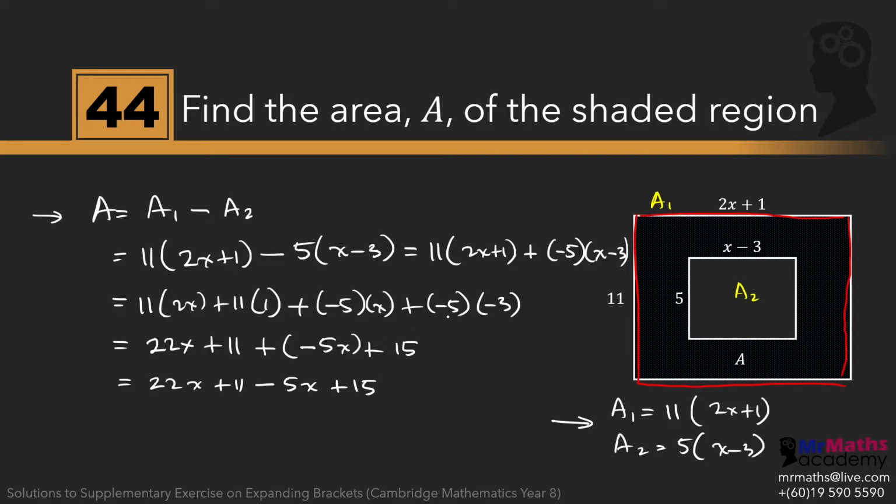Alright, hoping that I do not make any mistake here. Alright, then we can add or subtract the like terms. So first of all is 22x minus 5x. So 22 minus 5 is 17, 17x then. Yeah, should be correct. Then 11 plus 15 is 26. So this is the answer, right? 17x plus 26 unit squared.